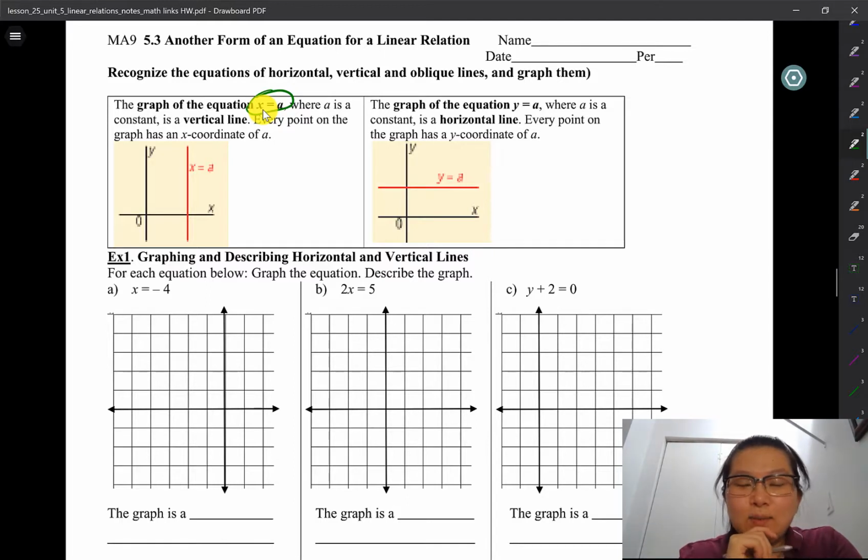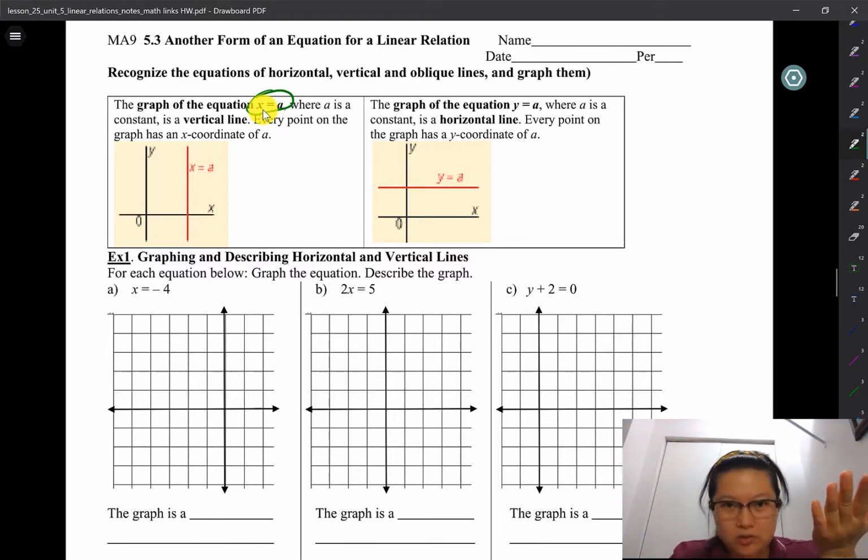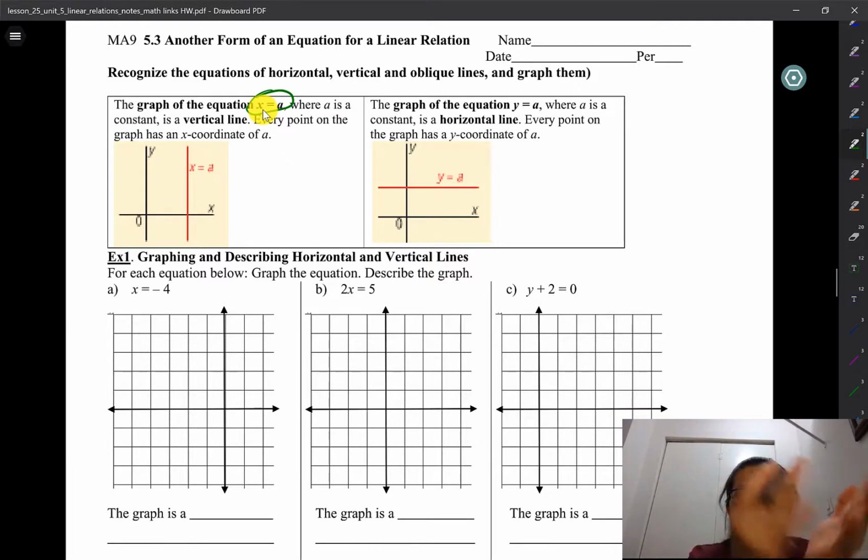And basically what that means is if x is equal to a, it does not matter what y is equal to, because notice y is not even in the equation. So if x is equal to a, x is always equal to a, no matter what y is.